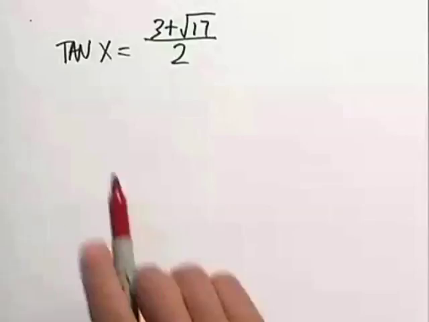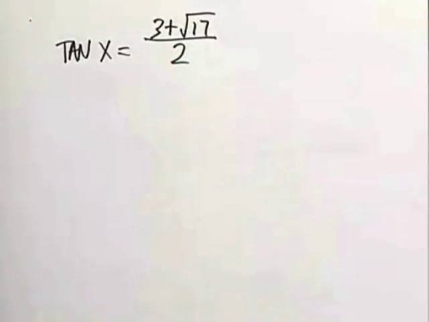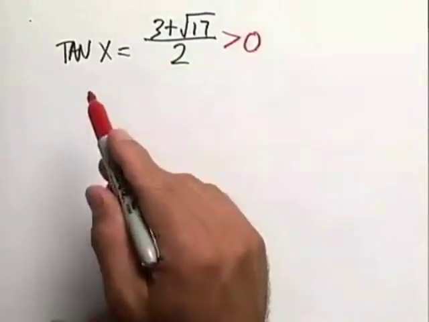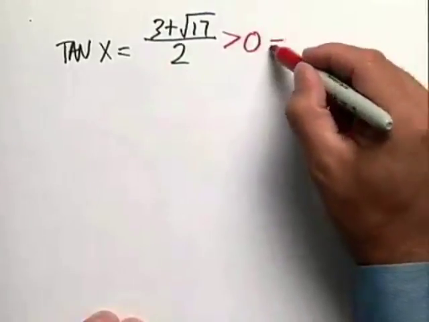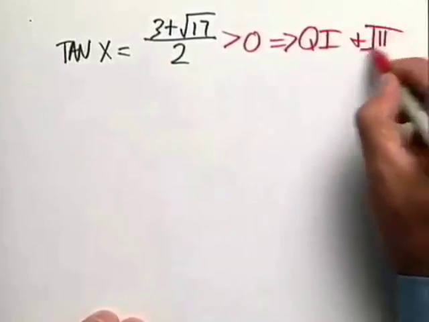Now we need to consider the positive case. That was the case where the tangent of x was equal to 3 plus the square root of 17 all over 2. If you put that into your calculator, you get a positive value. Now let's think about this. If this is positive, we have to think about in which quadrants the tangent is positive. And this occurs for us in quadrant 1 and also in quadrant 3.